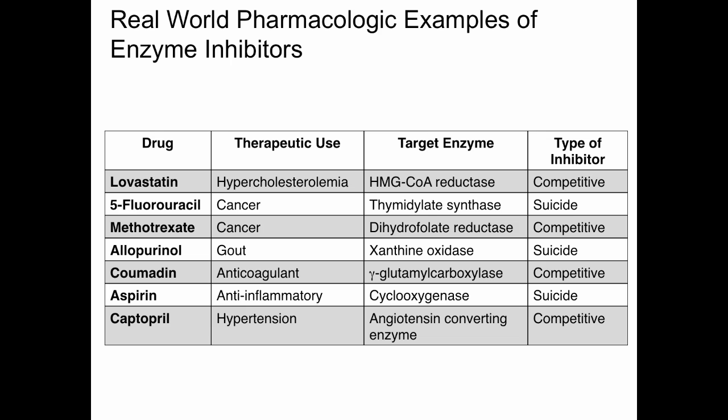The HMG-CoA reductase inhibitor lovastatin, which is used for hypercholesterolemia, is a competitive enzyme inhibitor, whereas aspirin, which is an anti-inflammatory, is a suicide inhibitor for the enzyme cyclooxygenase. Other examples include cancer drugs such as 5-fluorouracil and methotrexate, as well as drugs used for gout and hypertension. Now let's look at allosteric regulatory enzymes.